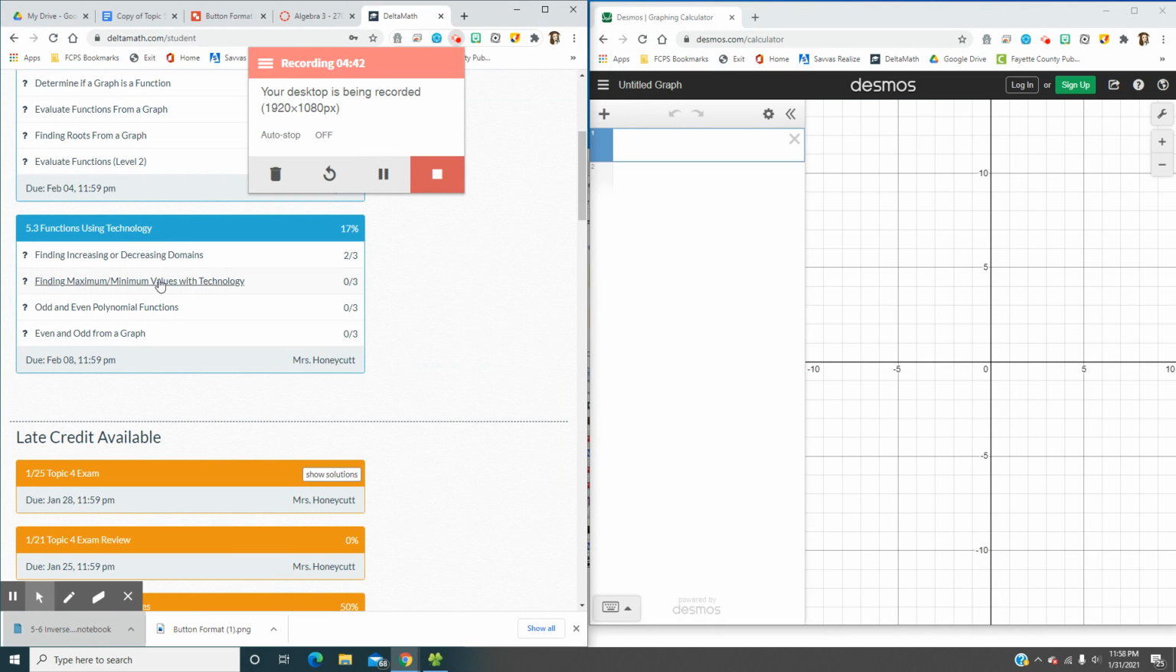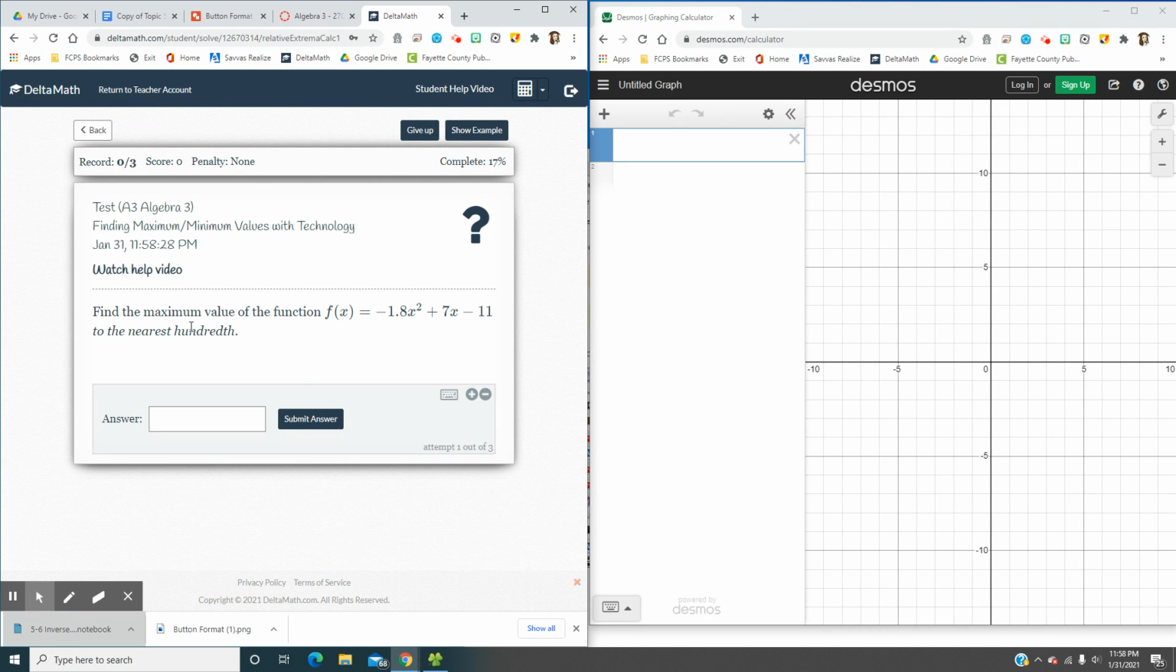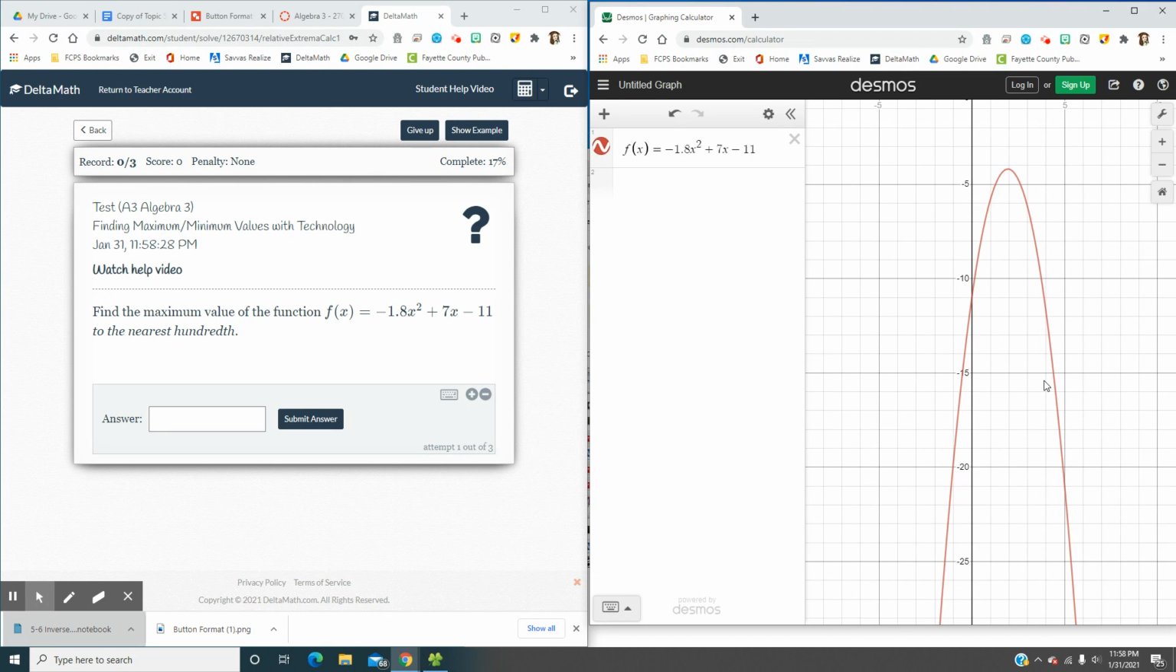Okay, so then to find maximum and minimum values with technology, I'm going to need my graphing calculator for this. So find the maximum value of the function, and they give me a formula to the nearest hundredth. So the first thing I'm going to do is I'm going to graph that formula, just typing it into Desmos. 1.8x squared, 7x, minus 11. I know it's quadratic, so we should be seeing a parabola, so I want to get a good picture of it. And that's a parabola. Okay.